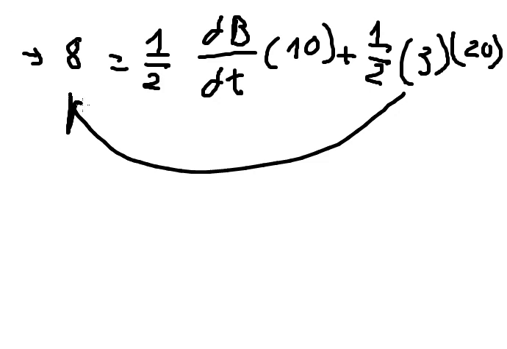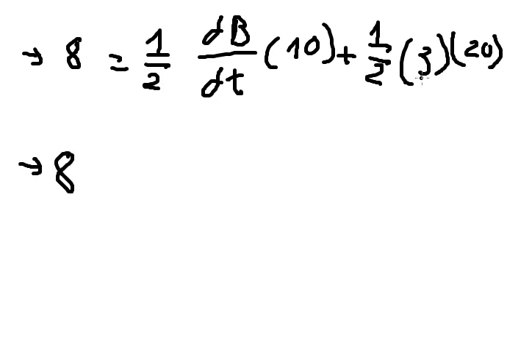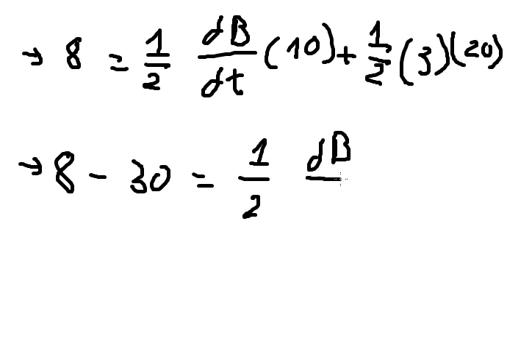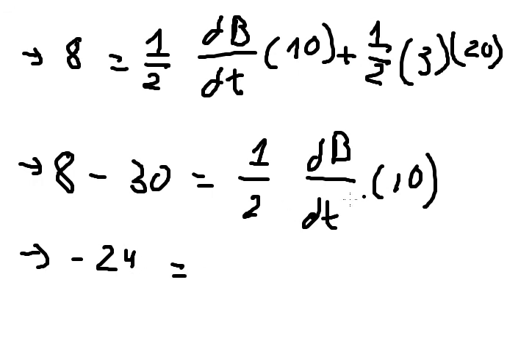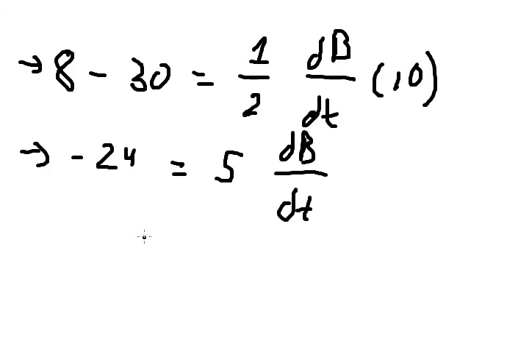So we move this one to the left. This number we calculate is negative 30. So 8 minus 30, we have negative 24. 10 divided by 2, we have 5. Divide both sides by 5. We will have negative 4.8.